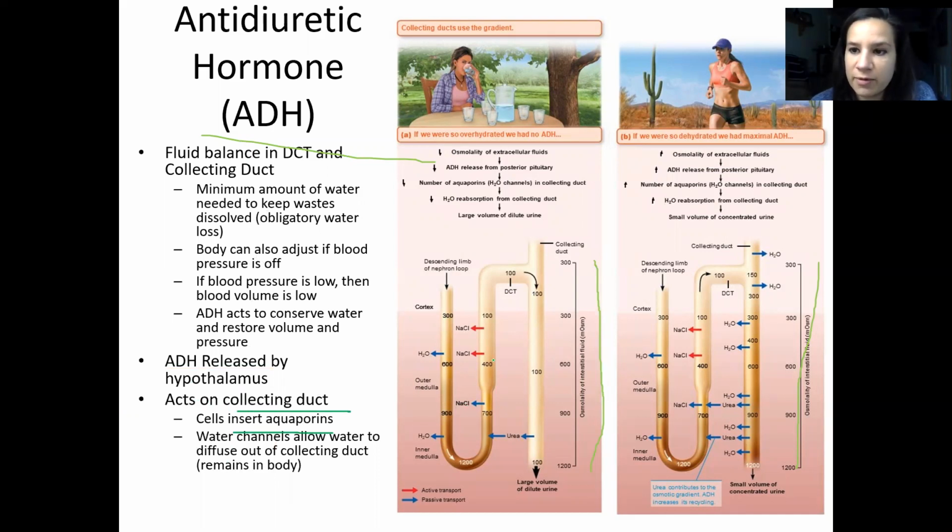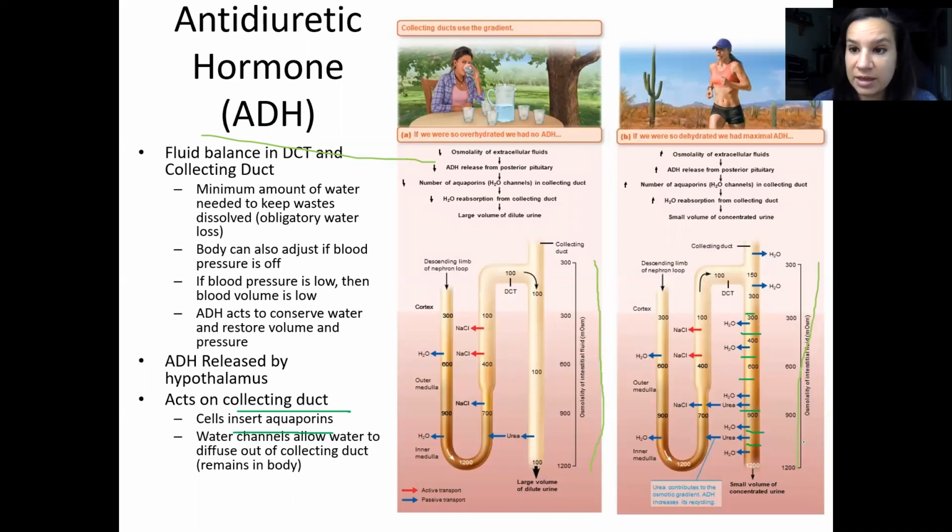So we were familiar with aquaporins. They transport water. We saw these in the PCT. We saw these in the descending thin segment of the loop of Henle. So the cells there have aquaporins at the ready. For the collecting duct, it may or may not have aquaporins. It just depends on the presence of antidiuretic hormone. So if there's antidiuretic hormone present, more aquaporins will get inserted into the collecting duct here, and we'll reabsorb more water.